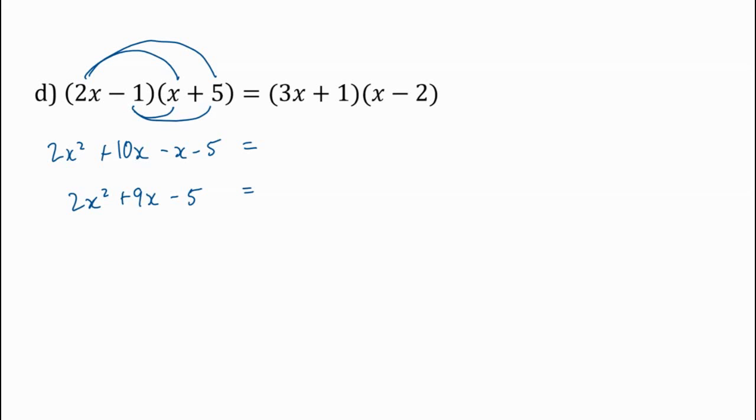The slightly faster way of doing it is if you have really clicked with that pattern. The first term is going to be 3x times x, which is 3x squared. I know that the next two are both going to be x's, and they're going to add together. So instead of writing it down, I'm going to do that in my head. So I've got 3x times negative 2, which is negative 6x, plus 1x, which is negative 5x. And then 1 times negative 2 is negative 2.